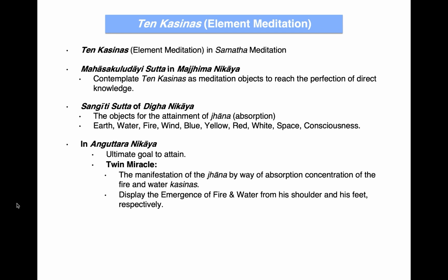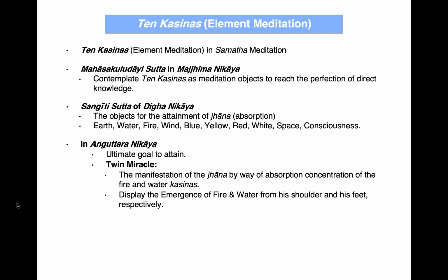Let me briefly remind you what we studied weeks ago. We studied ten kasina element meditation. Pursuing tranquility of mind induces practitioners to contemplate a certain meditation object. For example, mindfulness of breathing is one example, and the ten kasinas are another example of samatha meditation. In the Majjhima Nikaya, the ten kasinas are described as a meditation object to reach the perfection of direct knowledge.